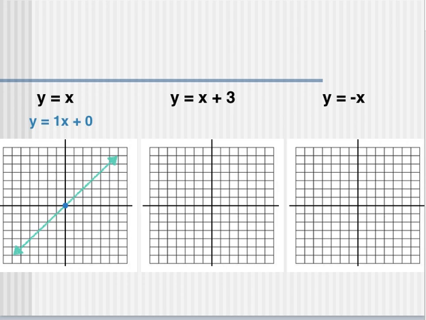You know how y equals x is the same thing as y equals 1x plus 0? So your b value, your y-intercept, is 0, and then your slope, your m, is 1 over 1. So you go up 1 over 1 from there. Pause here and think back to what you've learned about graphing lines in the past. Graph the next two lines.